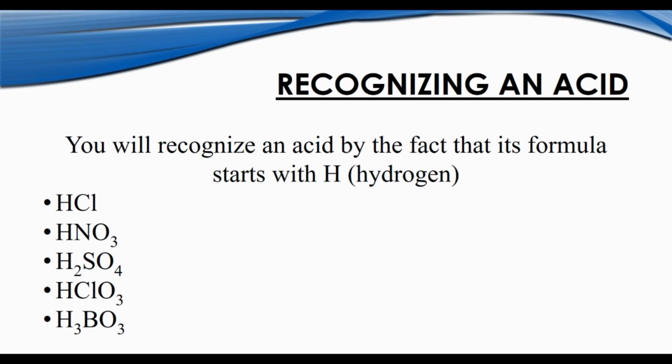So how will we recognize an acid? It's the fact that its formula will start with H, with hydrogen. Here on the left side of the screen, we have 5 different examples, and as you can see, they all start with the H, and they're all accompanied by either an anion or a polyatomic that has a negative charge. So let's go ahead and look at a flowchart.